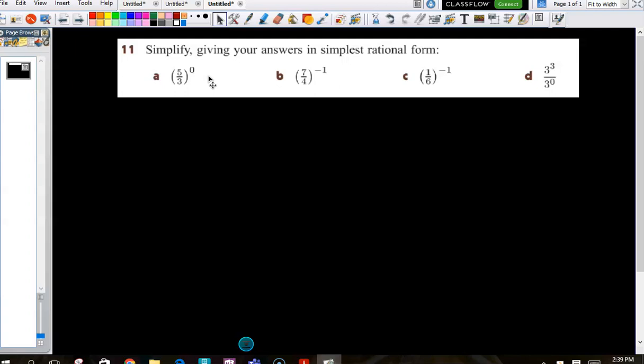So like with 11b, it's 7 on 4 to the -1. When you get to the -1, you literally just flip the fraction. Correct. You flip it, right? So when it's negative, you flip it. We should know that anything to the power of 0 is just 1, so that's not in the game. With this one, we just flip, right?